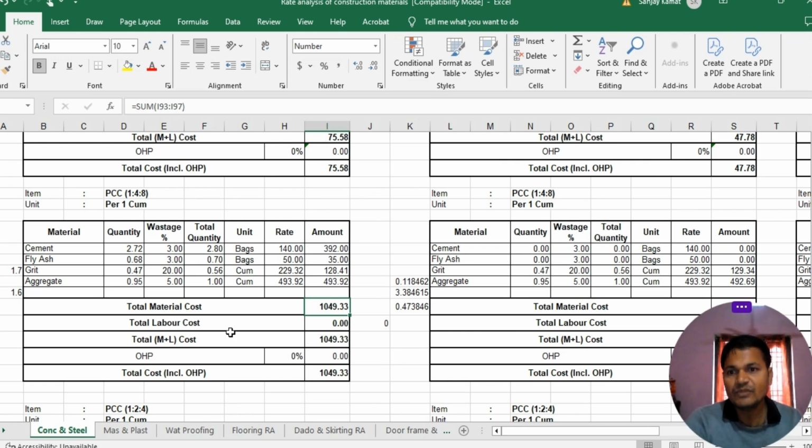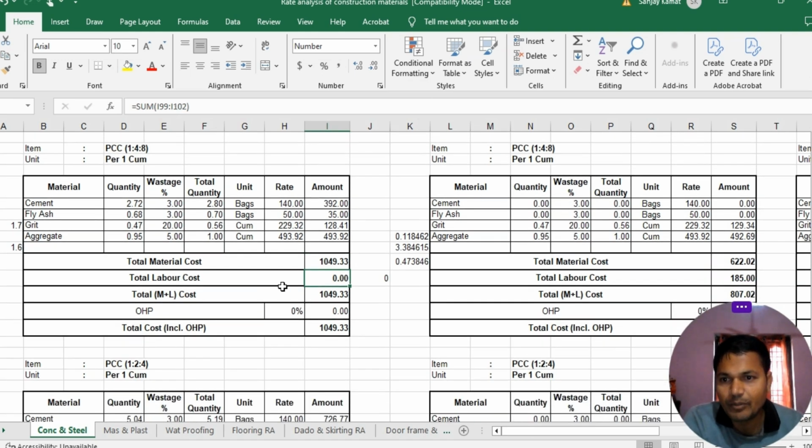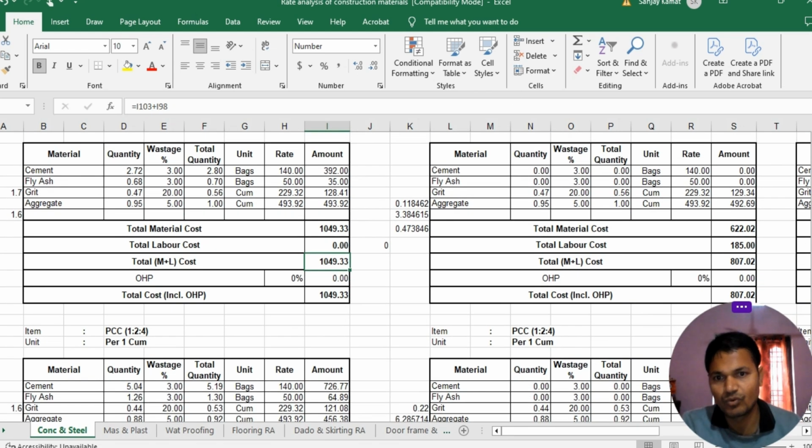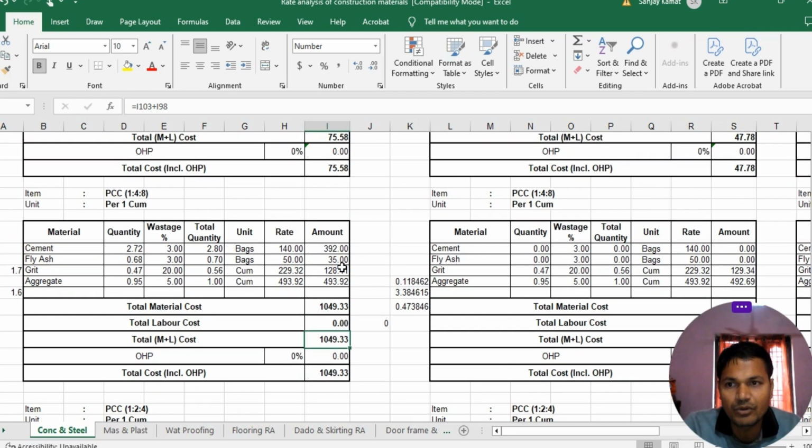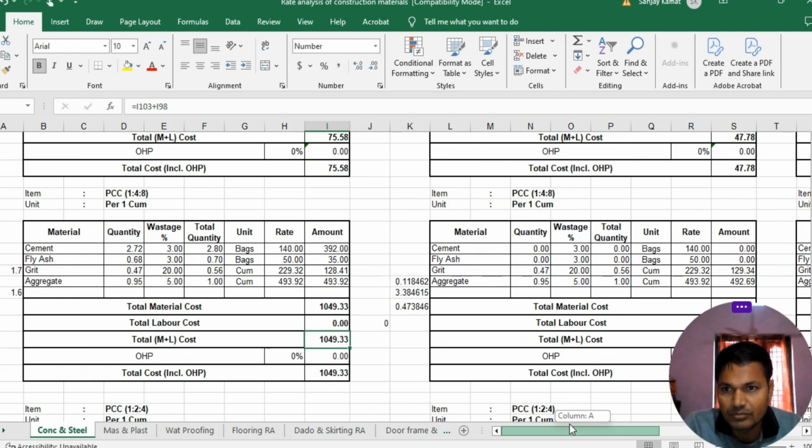And the total labor cost is 0. This time we have not used the labor, so we don't add the labor cost here to 1049.33. So once we know this, the total cost will be 1049.33 only. So we have done the first PCC. Similarly, we will do the second PCC.